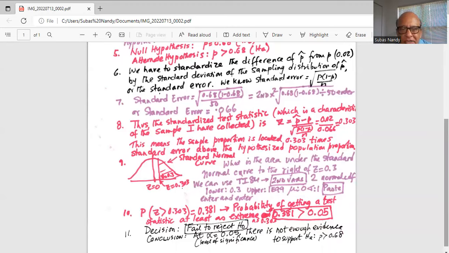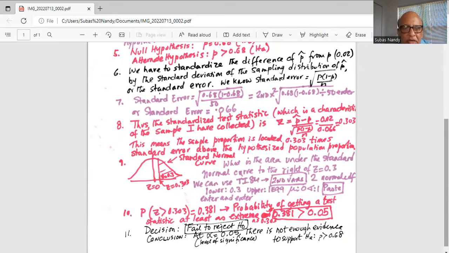The probability of getting a test statistic at least as extreme as 0.303 is 0.381, which is greater than 0.05. So this is a high probability, and this is definitely not happening just by chance. So we fail to reject the null hypothesis. Why? Because the probability to the right of Z equal to 0.303 is 0.381, which is greater than 0.05. You ask what is 0.05? It is the level of significance.